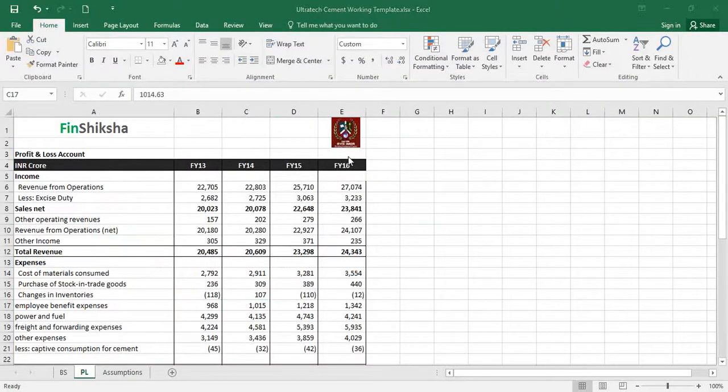So let's go to the P&L and try to highlight which are the biggest costs that we see here. Cost of material is a big cost. Then power and fuel is a huge cost in this industry, and freight and forwarding expenses is a huge cost, right? So these are the three major headers, and each of them is equally important, freight being the largest one, followed by power and fuel, and followed by cost of materials consumed. So it might be an interesting task to project costs individually for these segments and figure out a cost per ton kind of a measure for this particular company, right?